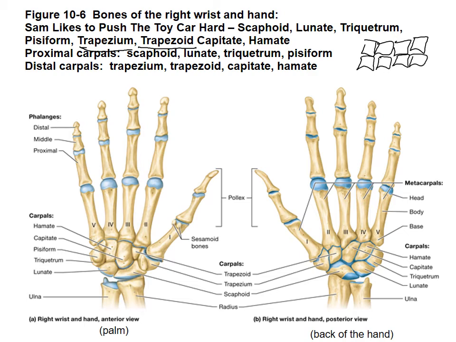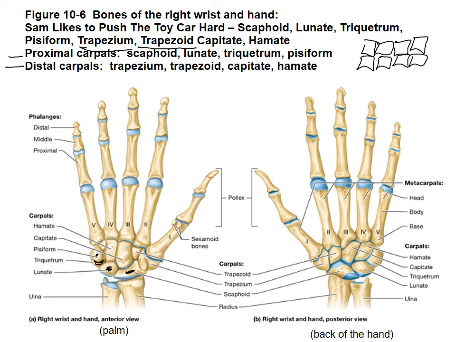Okay, so when you're looking at these bones, you think of them as in two rows, and that's why the proximal carpals, there's 4 bones, and the distal carpals, there's 4 bones. So we have the proximal carpals: you have the scaphoid here, lunate here, triquetrum here, and pisiform is sitting on top of it. So that's the first 4.